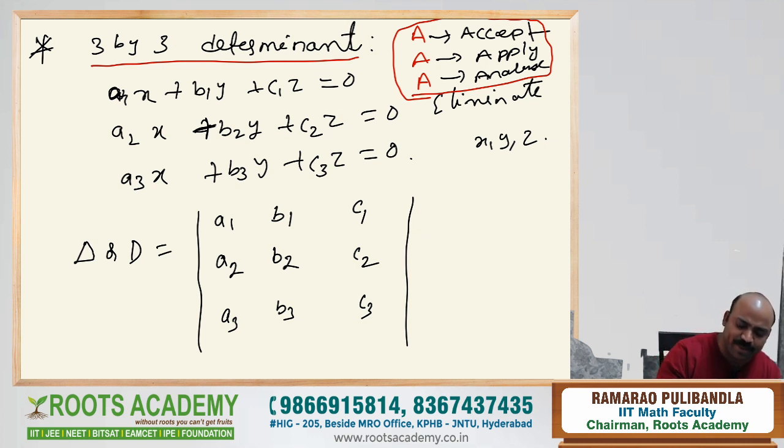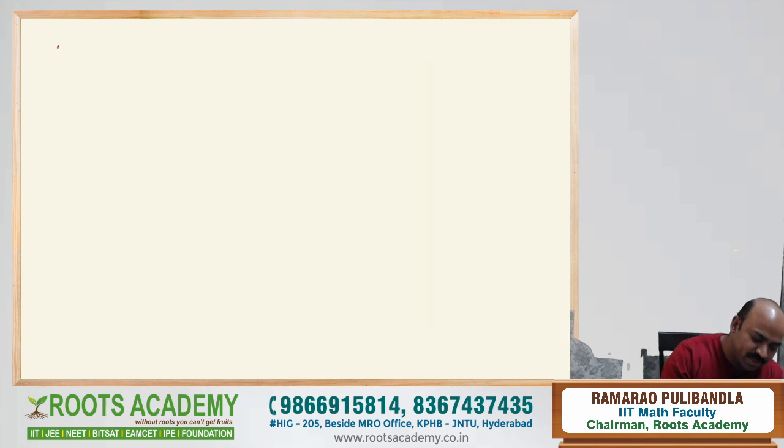To expand these types of things, 3 by 3 determinants. A 3 by 3 determinant. This is the way to follow. This is the way to follow.